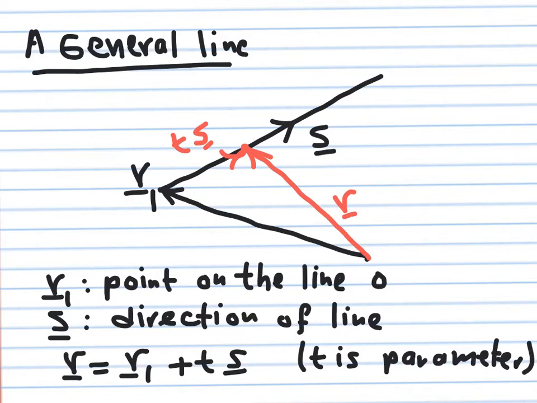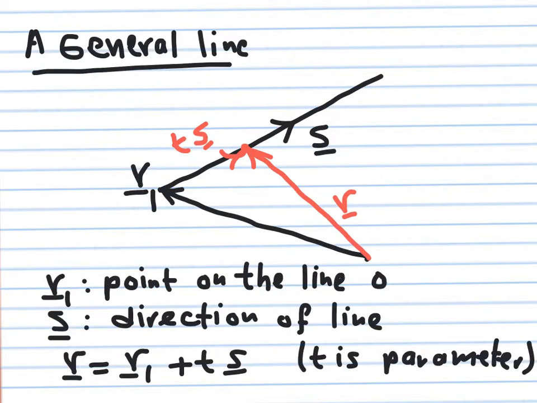As you can see from this figure, any point along the line can be written as R1 plus tS. Of course, if I make t equal to 0, I have the point R1. If I make t very large, then I'm moving along that line. So every point along the line corresponds to a specific value of t. This is called the parametric equation of the line.